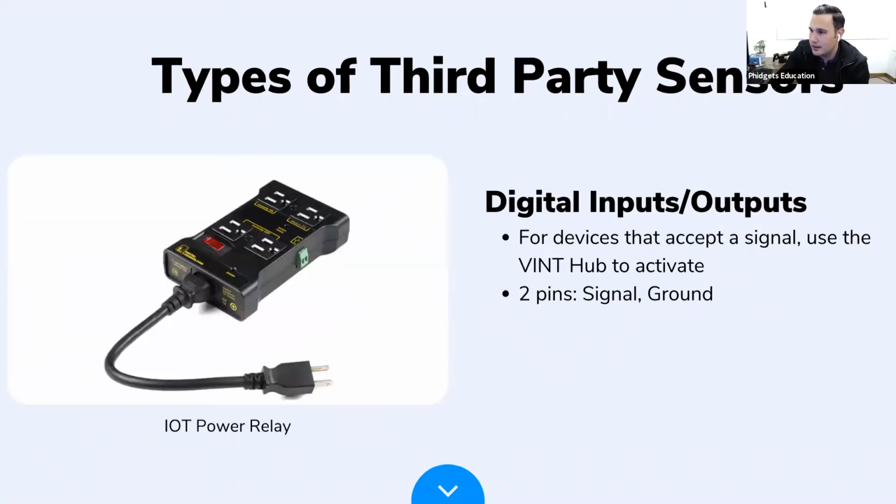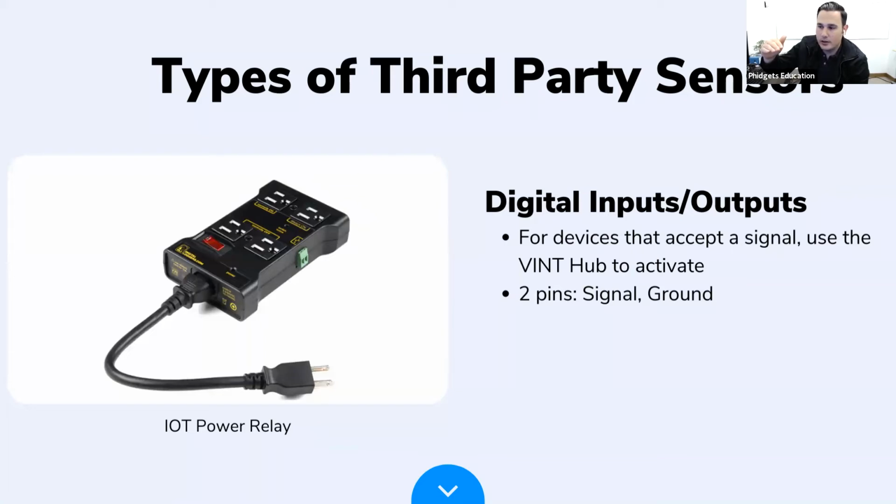The last type here that we'll be talking about of sensors that Phidgets can interface with are devices that accept a digital signal. In the previous step, we had the tilt sensor that outputs a digital signal depending on the state of the switch. And here, this device is an example of a device that accepts a digital signal. This is an IoT Power Relay. It's available online from many different distributors. But essentially, we can see these green terminal blocks here. And what it's expecting is 2 wires, so a signal wire and a ground wire.